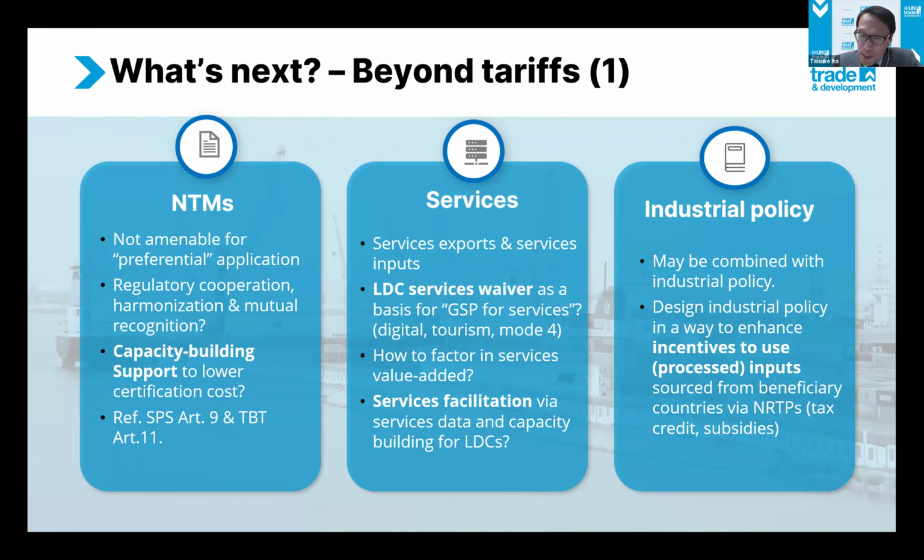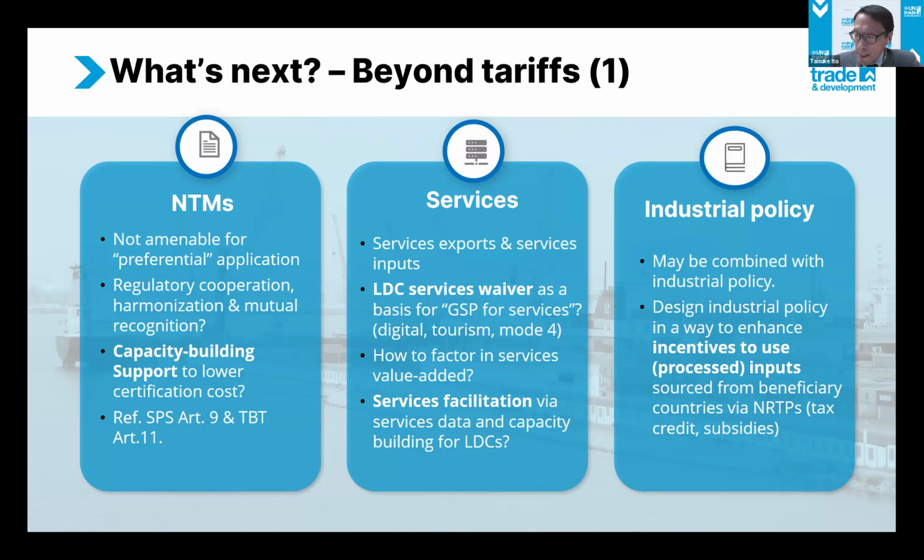And when it comes to services, as Mr. Sobe mentioned, services is a very promising area. And in the WTO context, there were attempts to create an LDC services waiver, which is in place. And we are wondering if this can be a basis for a kind of GSP for services. I mean, if this can provide a useful avenue for LDC exports, that may be one area of consideration.